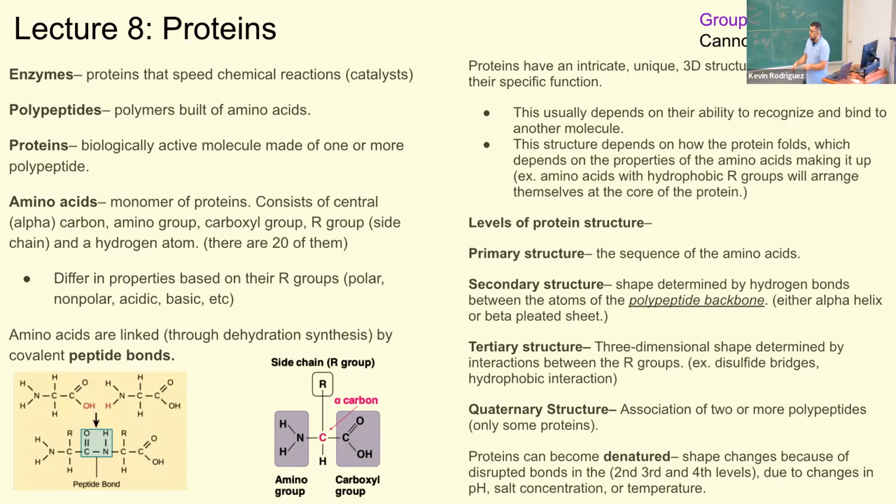Secondary is if this backbone interacts back with itself, it'll make coils, or it can make the, it's called beta sheets. Yeah, beta sheets off of this. That's pretty much as much as you need to know for those guys. All right, no notes on that one, huh?